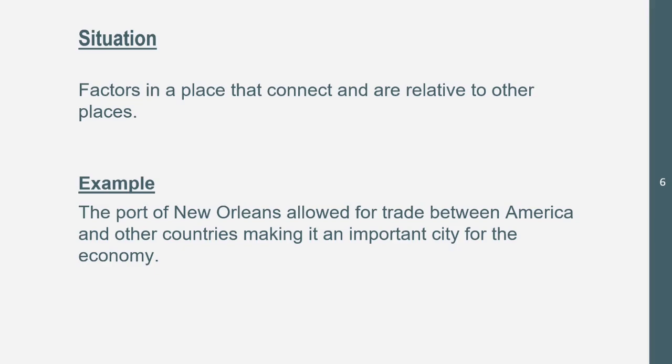So the origin: the port allowed for jobs to open up and all that stuff. So we have the origin, the function is to export and get imports, and then the growth is more people moving there for jobs, and they're taking more land to support these people and stuff like that. So there we go, the Port of New Orleans. How do you say that? I'm sure it varies from place to place because of dialects, but that's cool. So yeah, it makes it an important city for the economy, and that's a situation in America.